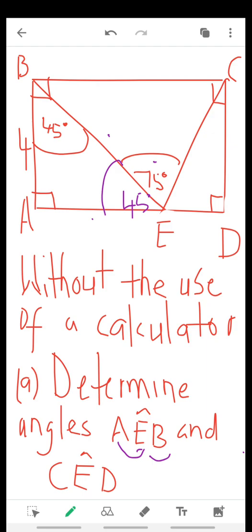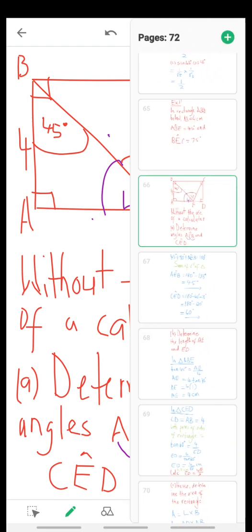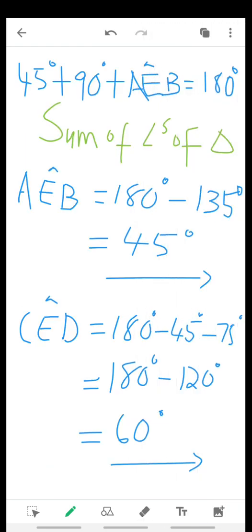But remember, you must write it down. Okay, so let's write it down. 45 degrees in that triangle plus 90 degrees in that triangle plus angle AEB, all equals 180 degrees. Reason: sum of angles of a triangle. This is a symbol for angles. When I add all the angles of that triangle, they must add up to 180 degrees. Therefore, transposing everything to the right, leaving angle AEB on the left, we found that angle AEB was 45 degrees. Well done.